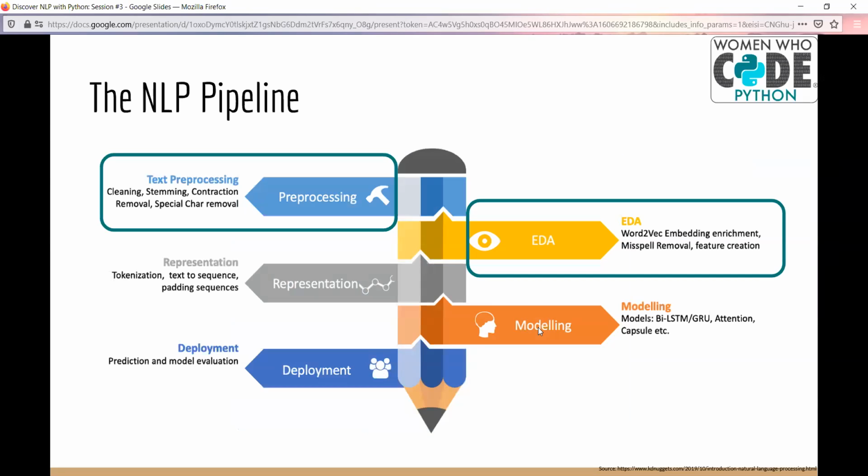So the NLP pipeline looks like this. So there is text pre-processing, in which we clean the text, we stem the text, and we essentially bring it back to the normal form. And we remove the unnecessary words, we remove the special characters because they do not add anything special to the information. So those are the irrelevant information that we can discard.